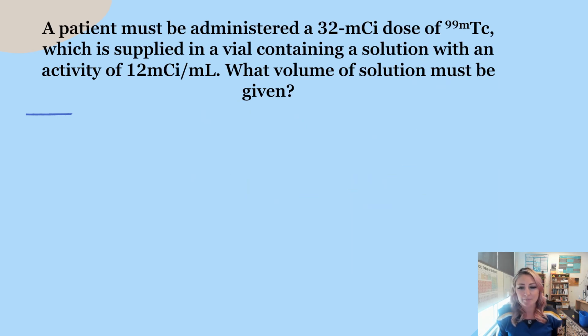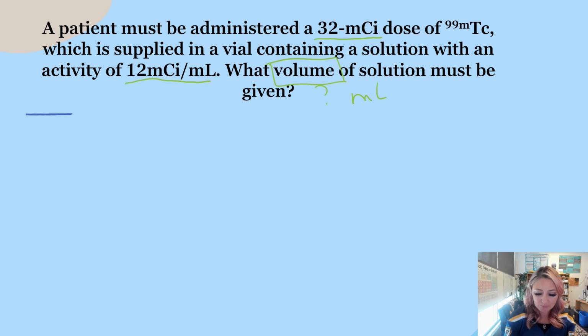All right, very similar problem here, so this would be a great time to pause it and try this on your own. A patient must be administered a 32 millicurie dose of technetium 99M, which is supplied in a vial containing a solution with an activity of 12 millicurie per milliliter. So that's my dosage. It's also a conversion factor. What volume of the solution must be given? So again, I'm not given a unit for volume, so I'm just going to use milliliters and make my life easier, and that's one less conversion to do.